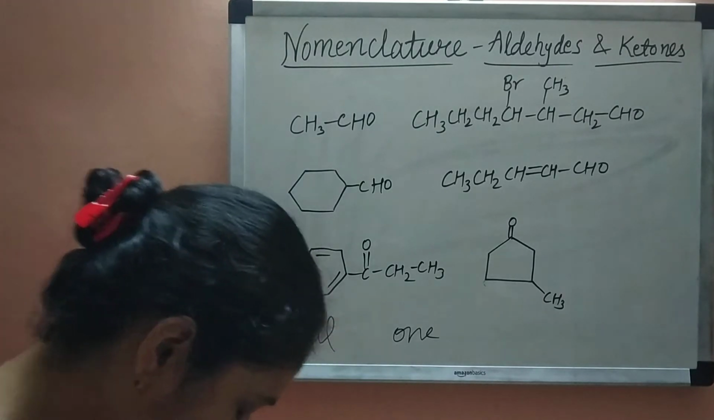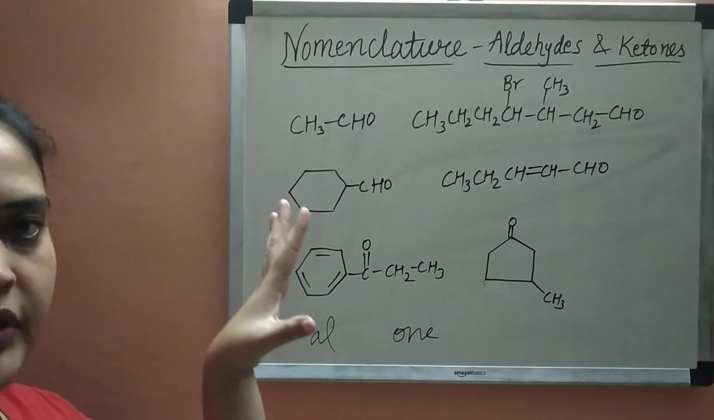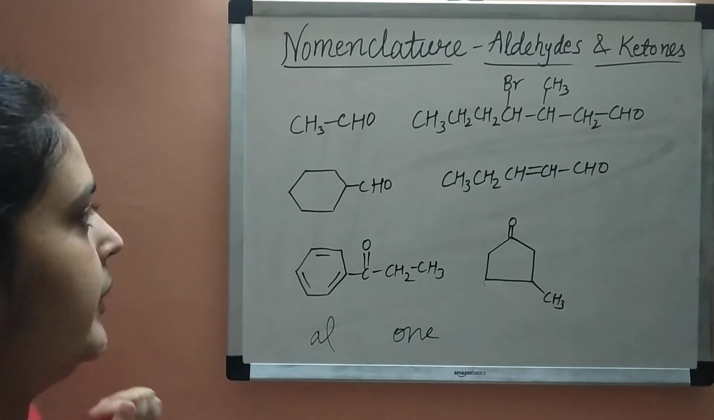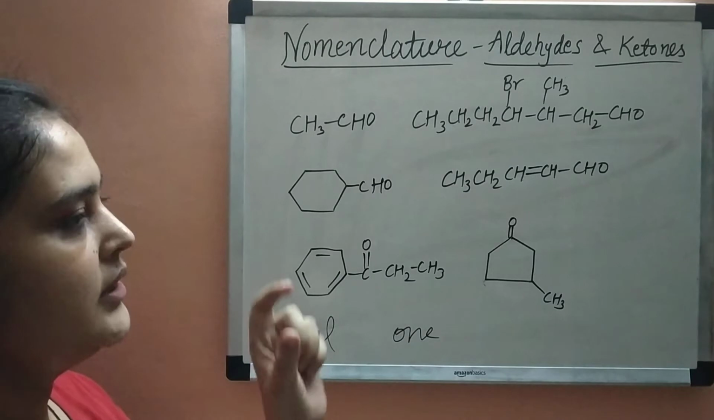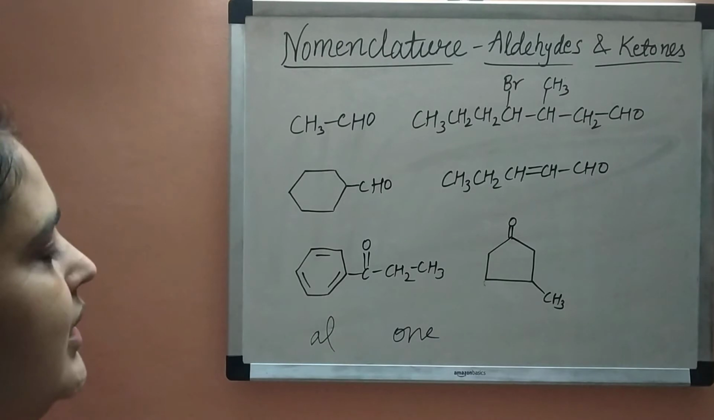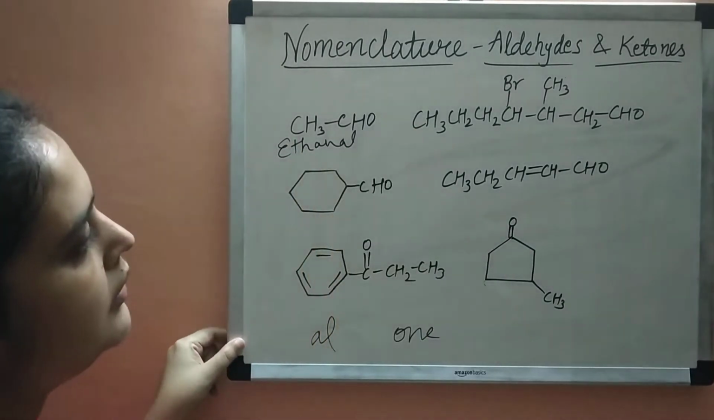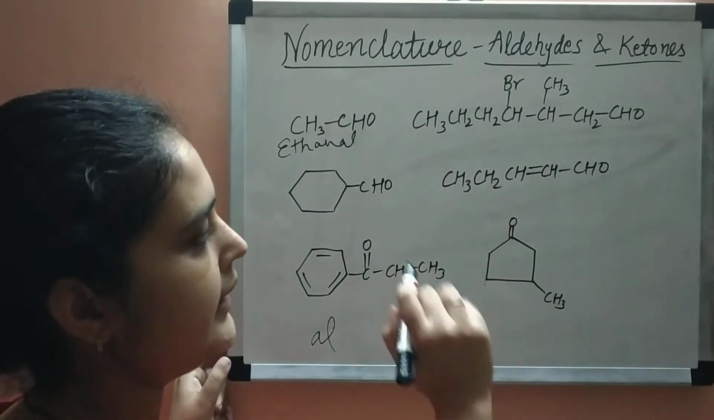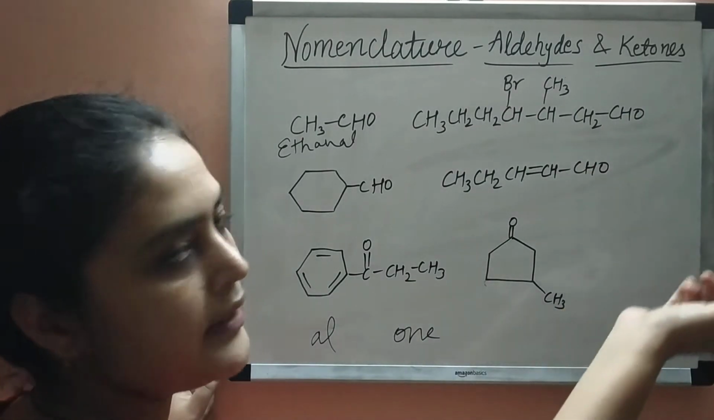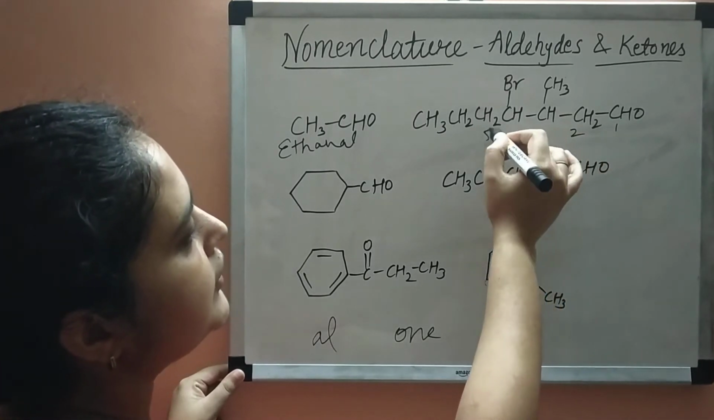So let us start the IUPAC names of these compounds. The first compound, in common name we studied that it is known as acetaldehyde, but here it is known as ethanal, because there are two carbon atoms. For that the prefix is eth, and because this is an aldehyde, it is ethanal. Next is also an aldehyde, and here the bromo and methyl groups are the substituents. So first of all we will number it. This is the first carbon, this is second, third, fourth, fifth, sixth, seventh.